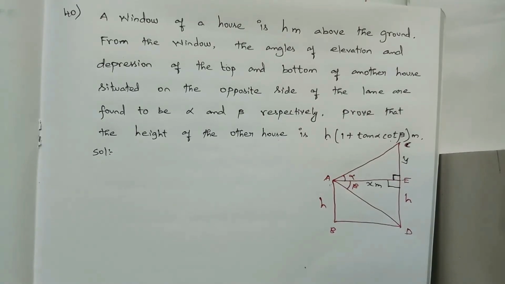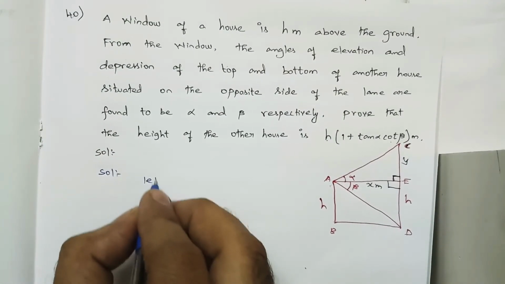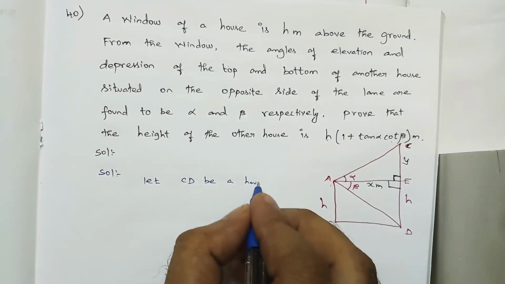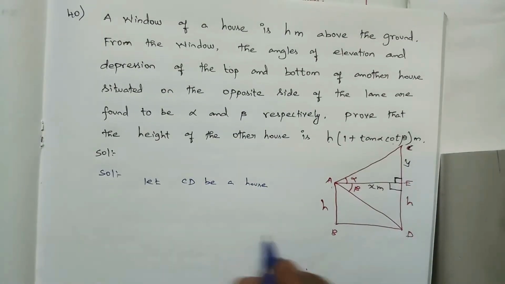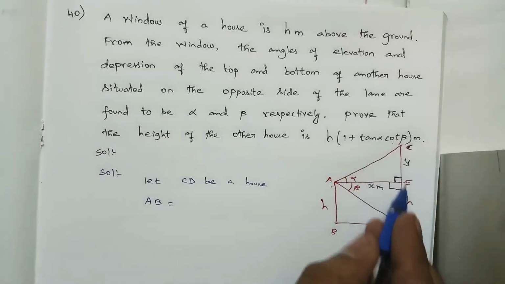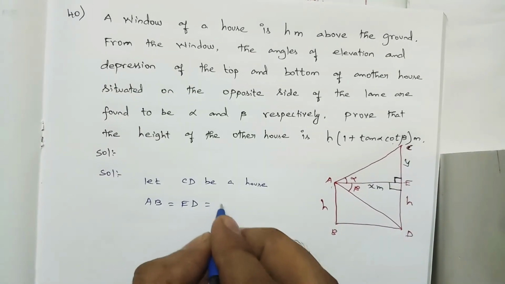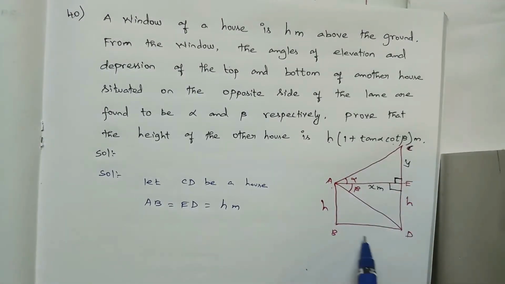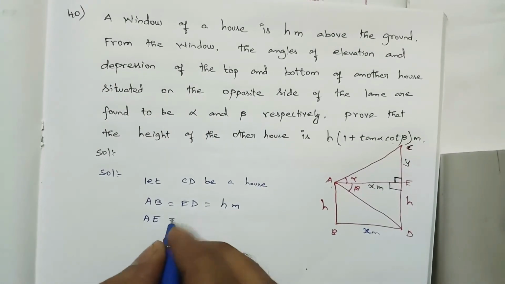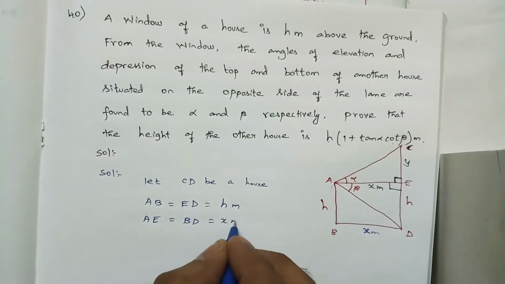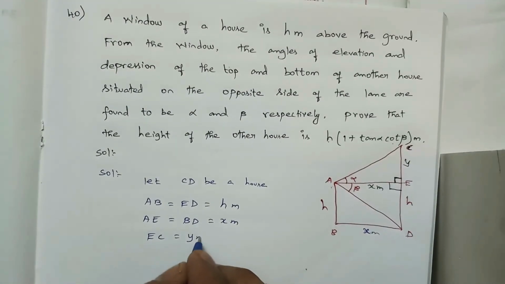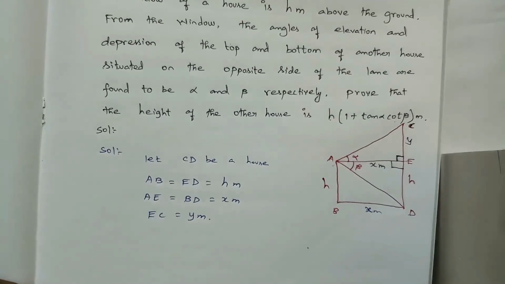Solution. Let CD be a house. What are the givens we have? AB is equal to ED is equal to H meter, and AE is equal to BD. This is not needed, but you can note it down, no problem. AE is equal to BD is equal to x meter, and EC is equal to y meter. Understood?